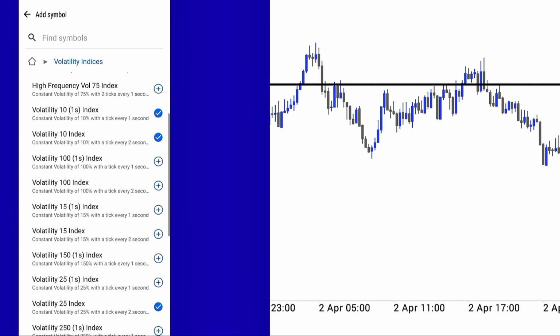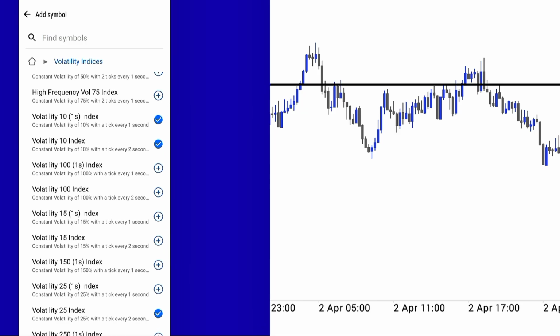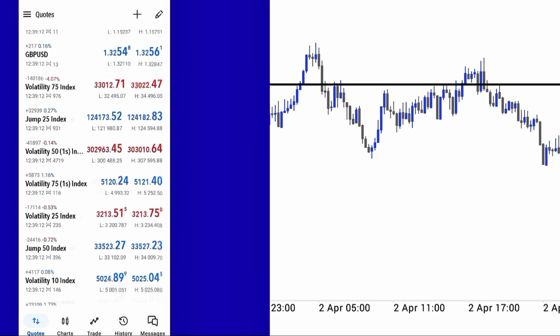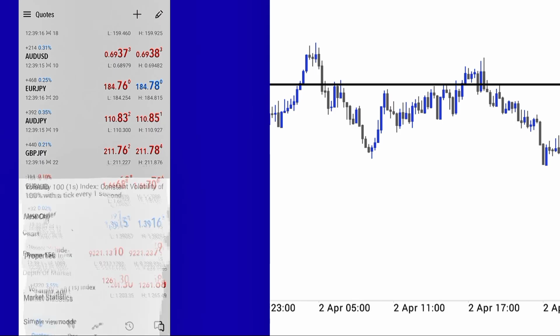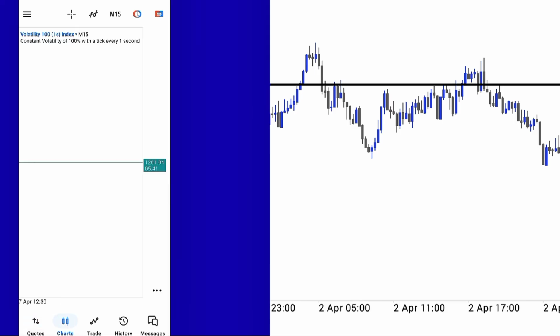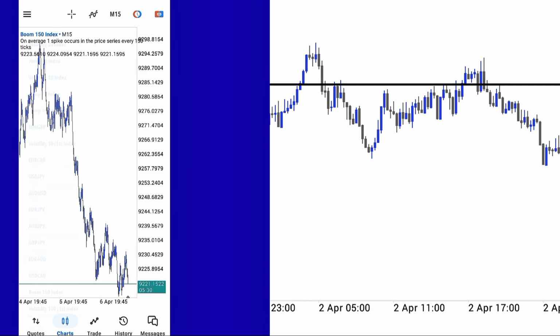All right. So here we have volatility 100. You know. So if you want to add volatility 100, you just click on this plus button, and it will be added. Scroll down, you'll see it below. So you click on chart, and you will see the assets. Like I said before, you have to give it some time to load.